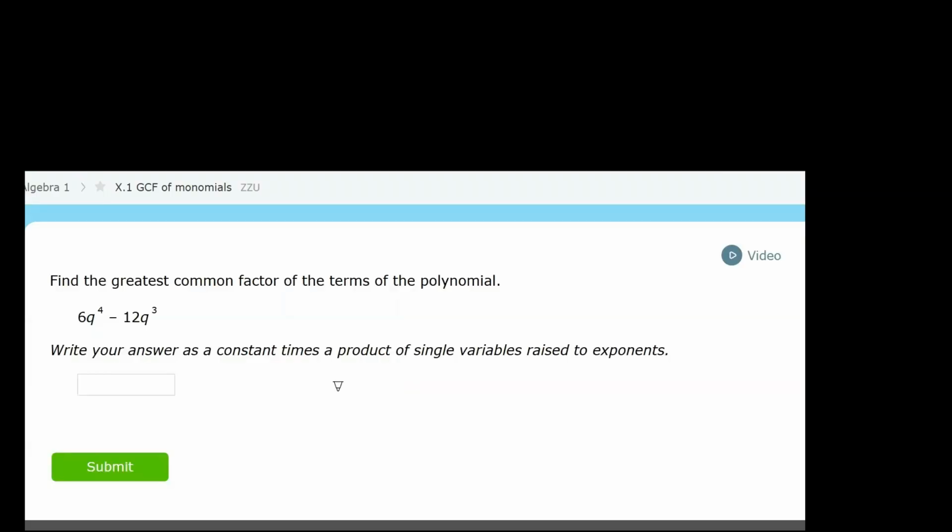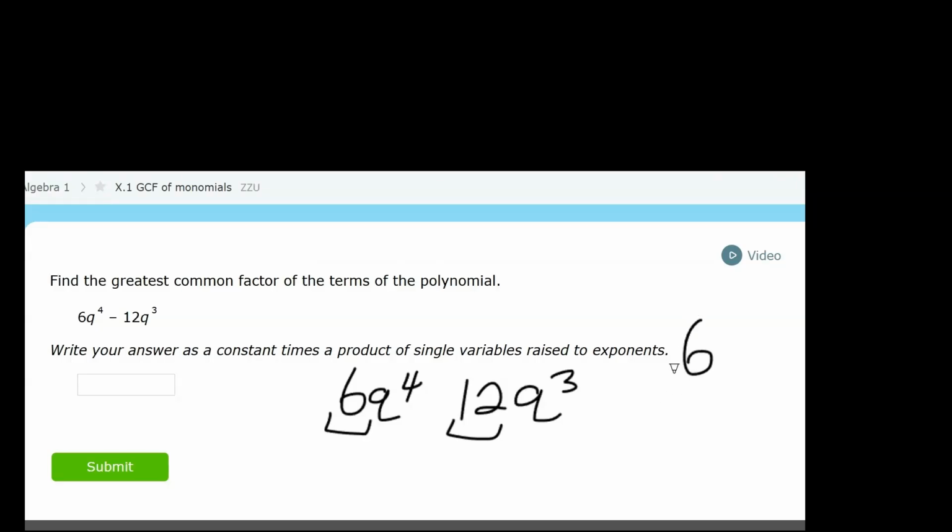Here's another problem. This time we have 6q to the 4th and 12q to the 3rd. We're going to ignore that negative sign for a minute here. So now let's just take a look at our number components. So we're looking at 6 and 12. Well, we can break 6 down into 3 times 2. 12 we can break into 6 times 2. And the 6 here can be further broken down into 3 and 2.